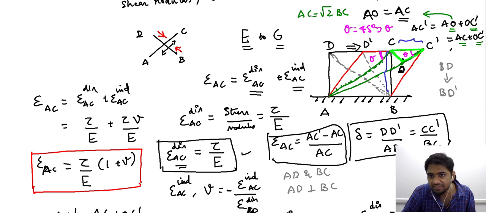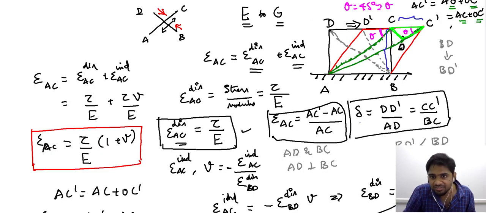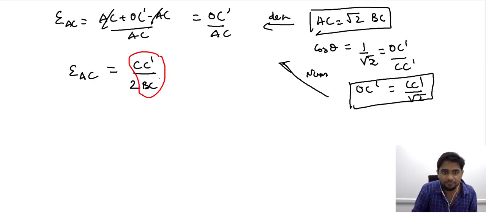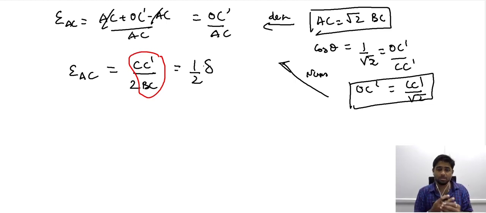So what essentially we have is this expression CC prime by BC, which is nothing but the shear strain that we observe, that we have already expressed. Therefore the strain along AC is nothing but 1 by 2 of the shear strain that we observe in the sample.